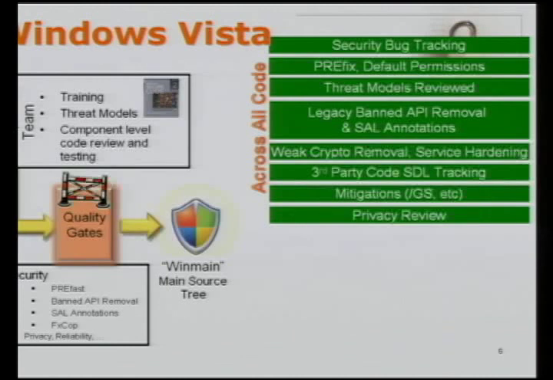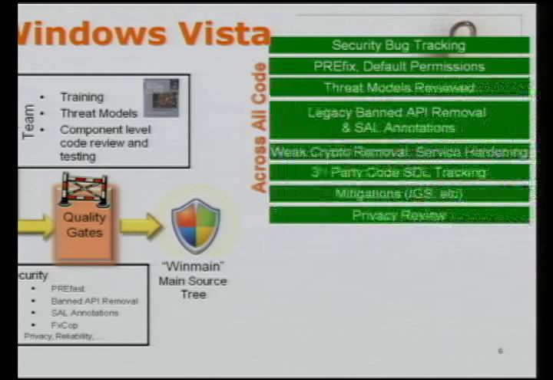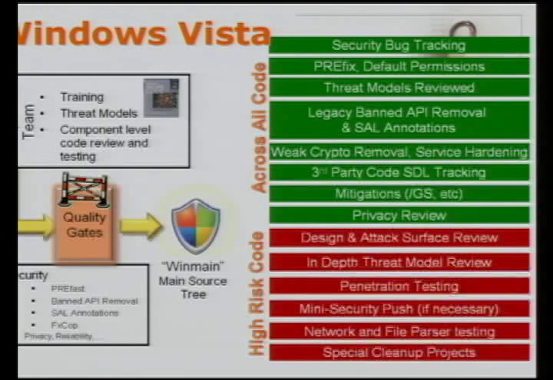We also improved the mitigations across the board. These were things like the compiler innovations in terms of stack protection, changes to the heap, and making sure that was being adopted across the board. And we also did privacy reviews. So that was across all the code. We also took a look at a slice of the product that was basically on the attack surface.